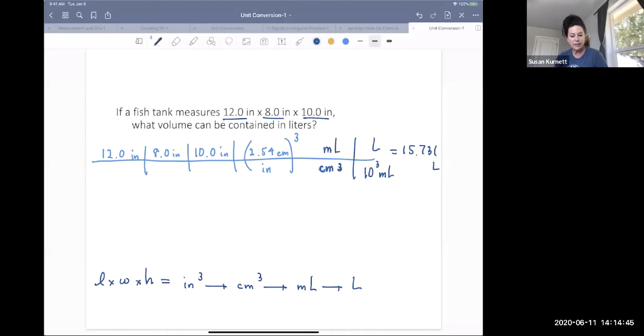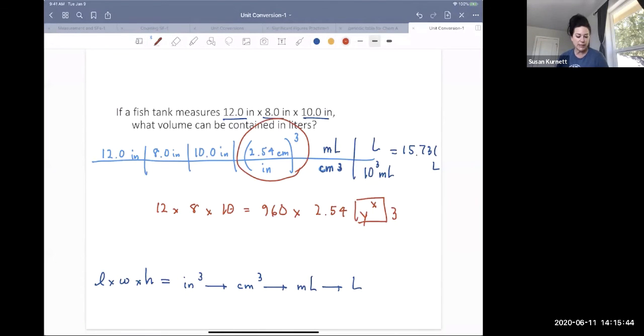Okay, so how to do this on your calculator. On my calculator, I have a little key that says y to the x. And so I'm going to type in all of that times 8 times 10. And then I have a number. Now I'm going to say times 2.54 y to the x 3. And that takes care of all of this.